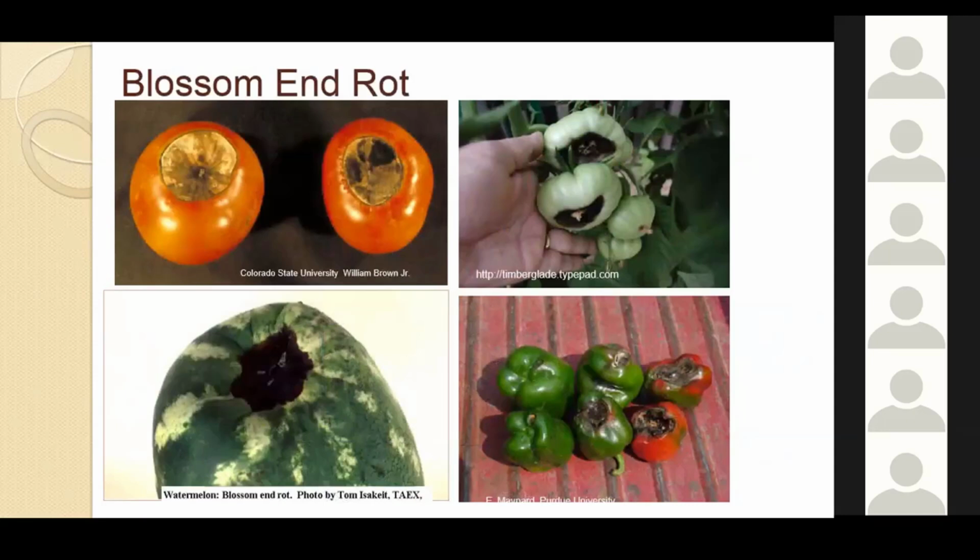Another thing that can exacerbate blossom end rot is a very irregular watering schedule. If the plants are continuously going through a drought-flood stress cycle, that can also increase the amount of blossom end rot that you have.